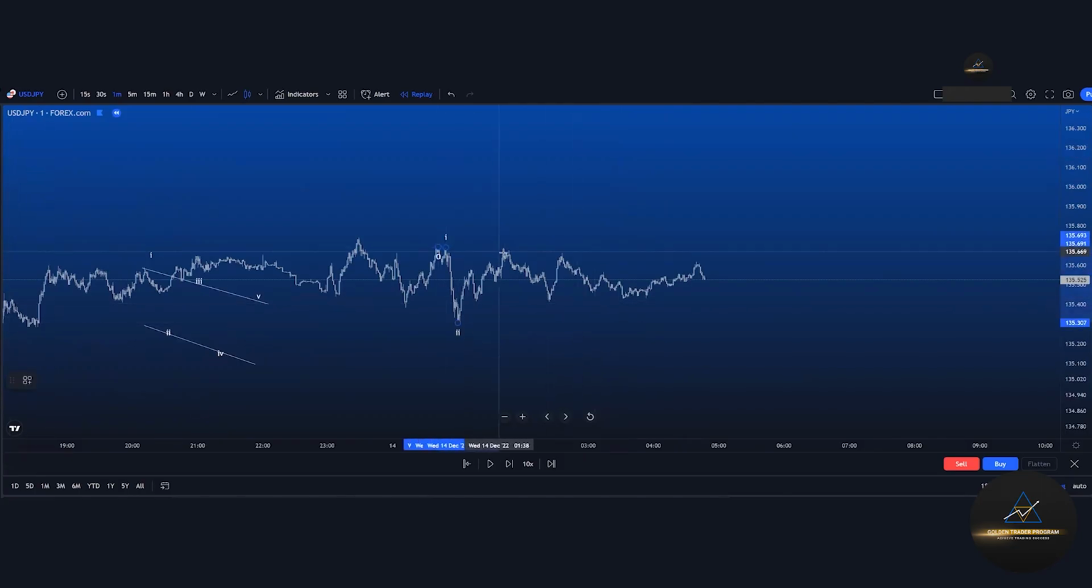So say 1, 2, 3 invalid because it's below 1, right? So everything else is just completely invalid. This is no trade. Fine, no problem. Let's move on to the next one.